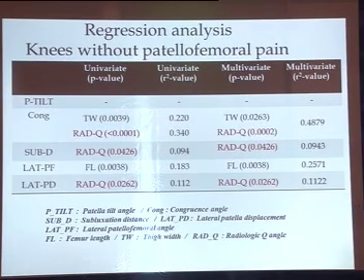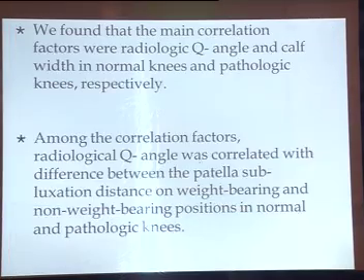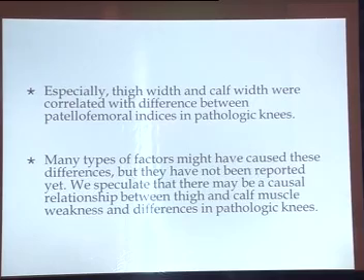These then underwent regression analysis, univariate and multivariate comparison. Knees without patellofemoral pain showed that the factor which was mainly involved was the radiological Q angle, and in the knees with patellofemoral pain syndrome it was calf width. To simplify, we found that the main correlation factors were radiological Q angle and calf width in normal knees and pathological knees respectively. Among the correlation factors, the radiological Q angle was correlated with differences in the patellar subluxation distance between weight-bearing and non-weight-bearing positions in normal and pathological knees. Especially the thigh width and the calf width were correlated with differences between patellofemoral indices in pathological knees.